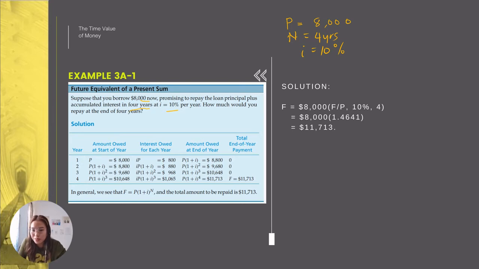Anyway, so the problem here is how much would you repay at the end of 4 years? Meaning, sa Bisaya pa, pila imong bayaran 4 years after. So, pila na imong total na bayaran. So, that would be in the future, diba? So, we're looking for the amount in the future.